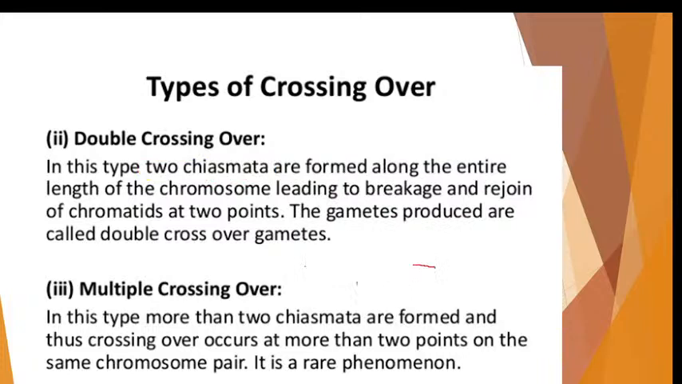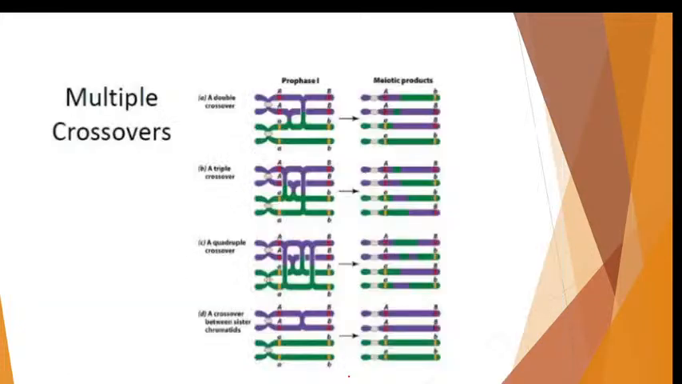Now, next is multiple crossing over. Multiple crossing over means more than two chiasmata are formed. And this multiple crossing over is actually a rare phenomenon. It is formed during the tetrad stage. You can see a double crossover, a triple crossover.